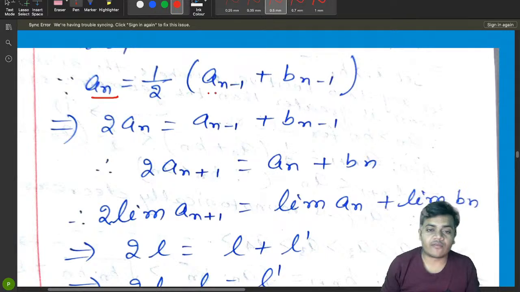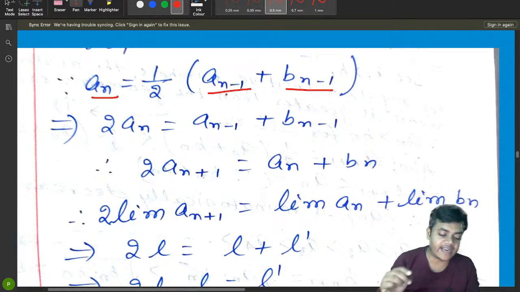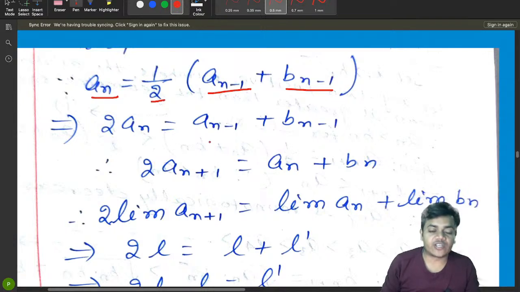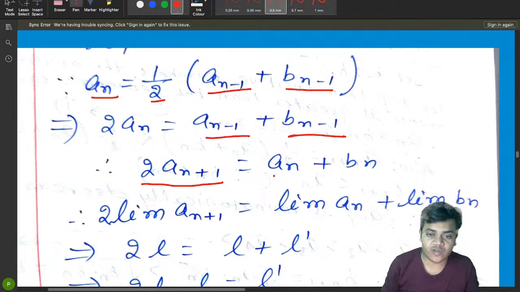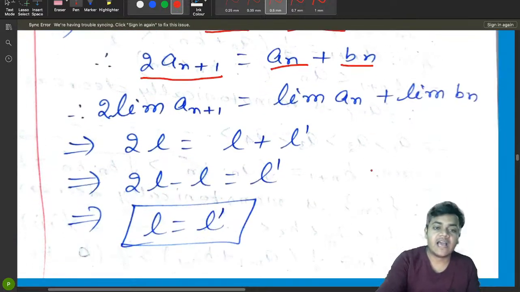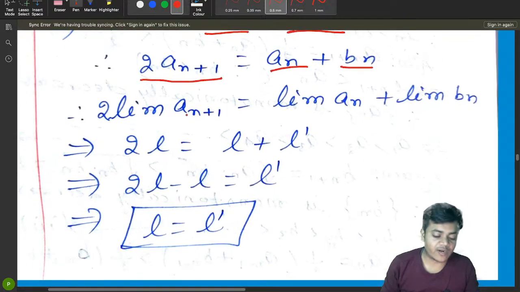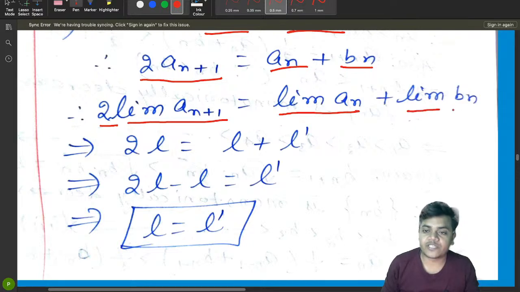An is equal to half of An minus 1 plus Bn minus 1. We had seen that the sequences An and Bn are both monotonic and bounded. So we can write this 2 will go over here. So 2An is equal to An minus 1 plus Bn minus 1. If we replace this n by n plus 1, then 2An plus 1 is equal to An plus Bn. And if we are going to take the limit, then what is going to happen? 2 into limit An plus 1 is equal to limit An plus limit Bn.